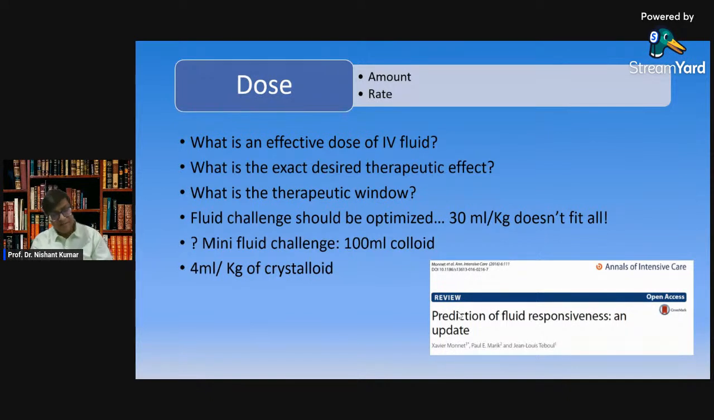So, as they say, the fluid challenge specifically for resuscitation should be optimized. Surviving Sepsis Campaign guidelines say 30 ml per kg. That doesn't fit all. The corollary is you give a mini fluid challenge, 100 ml of colloid, but again that might not be good in certain patients. So you give around 4 ml per kg of crystalloid as a mini challenge over 15 to 20 minutes, or over 30 minutes. And you have to monitor whether the patient, first of all, is fluid responsive or not.